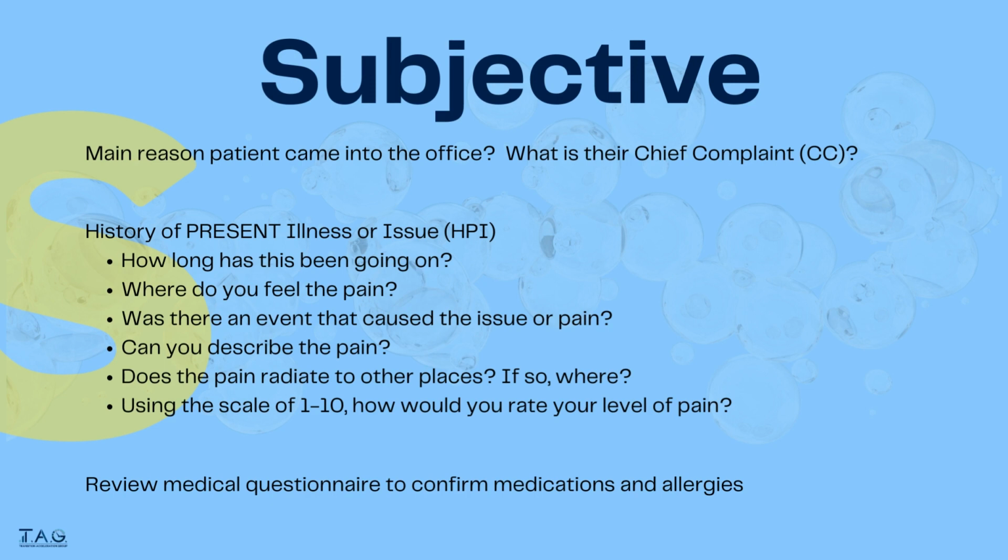Now, there's a couple things about the subjective section that you need to identify. Number one, you need to understand what the chief complaint is from the patient. What is it that brought them in? And then you want to dissect that information a little bit. How long has this been going on? Where do you feel the pain? Was there an event that caused the issue or pain? Can you describe the pain? Does the pain radiate to other places? And if so, where? And then using the pain scale of 1 to 10, what's your pain level?